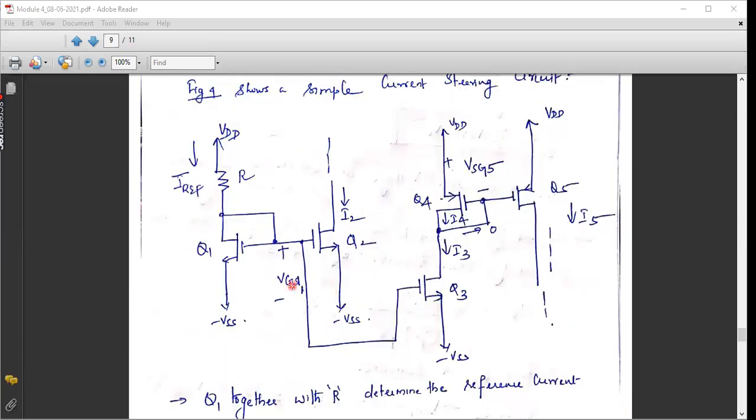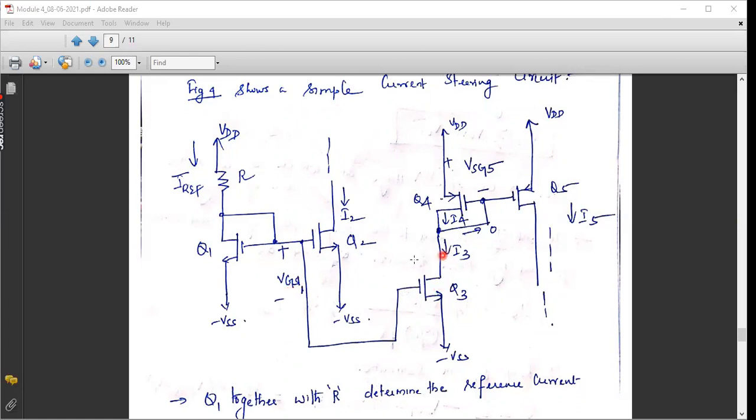Why? Because the voltage VGS1 is also applicable to Q3. They are connected in parallel, isn't it? These two transistors are connected in parallel with Q1. You can see the two gates are interconnected. Here also the gate of Q1 is connected to the gate of Q3. Even the sources, all the source terminals are connected to minus VSS, which means that the gate-source voltage of Q3 is also equal to what? VGS1.